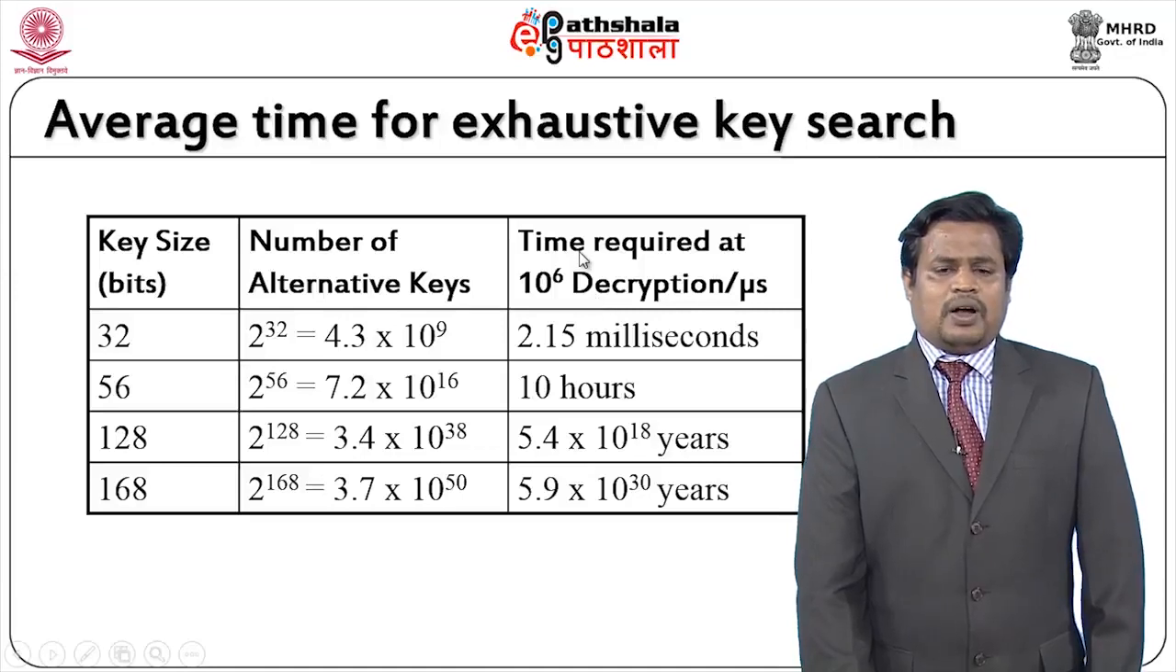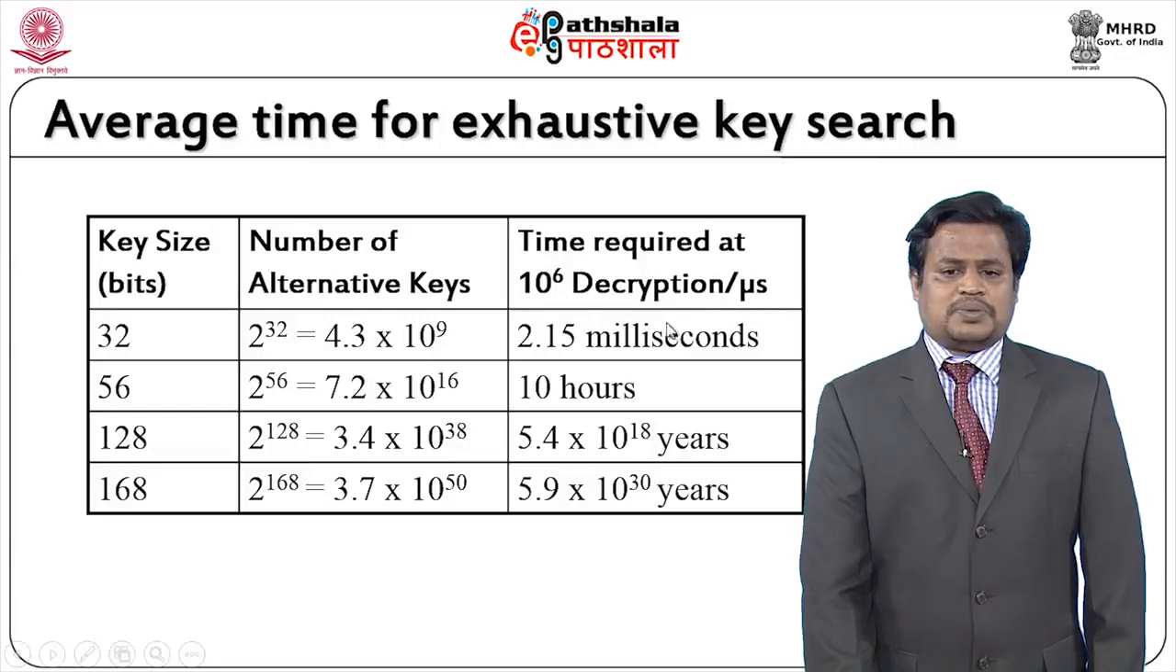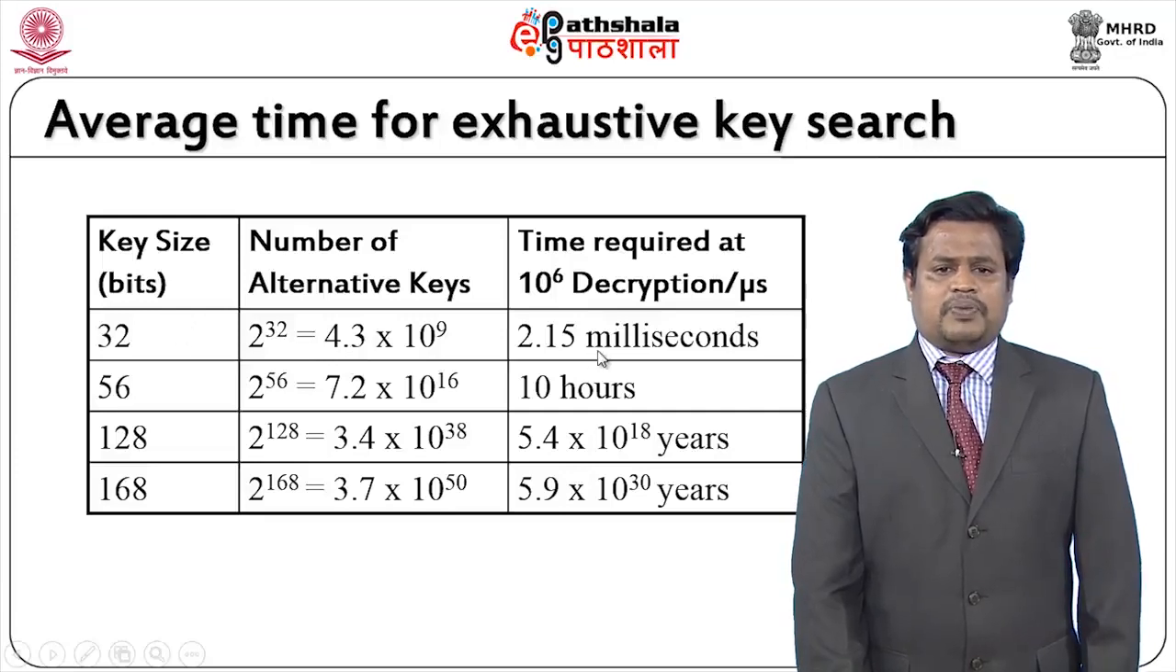But here what they are trying to do is, if I am choosing the key, they will decide based on the size of the key, they can break it. For example, if I am going for 10 to the power 6 decryptions per microsecond, and the key size is only 32, then it will take very little time, 2.15 milliseconds, to break the key. So what we can understand from this concept is, when I choose a very small key size, an attacker can break the system without knowing the key.